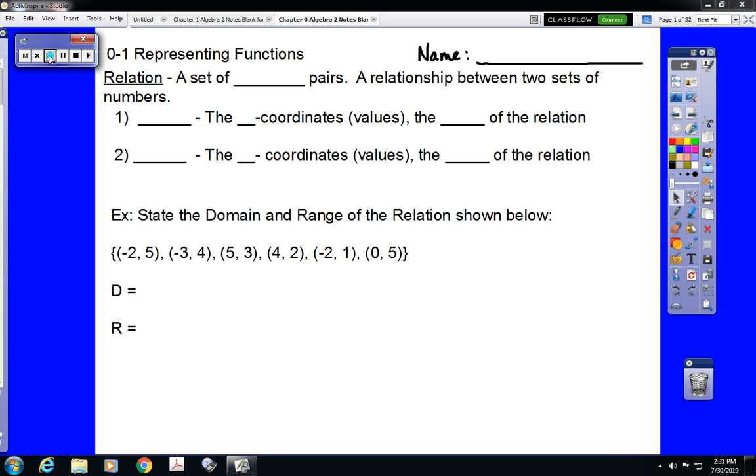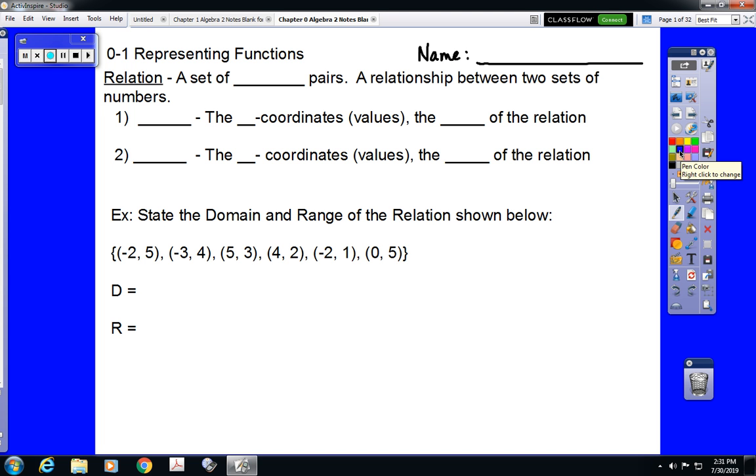Section 0-1 is entitled Representing Functions. It covers the idea of a relation and the various ways that we can represent a relation, as well as domain and range, and then how to tell when a relation is a function. All of this information should be information that you already know from Algebra 1. But we're going to go through it again anyway.